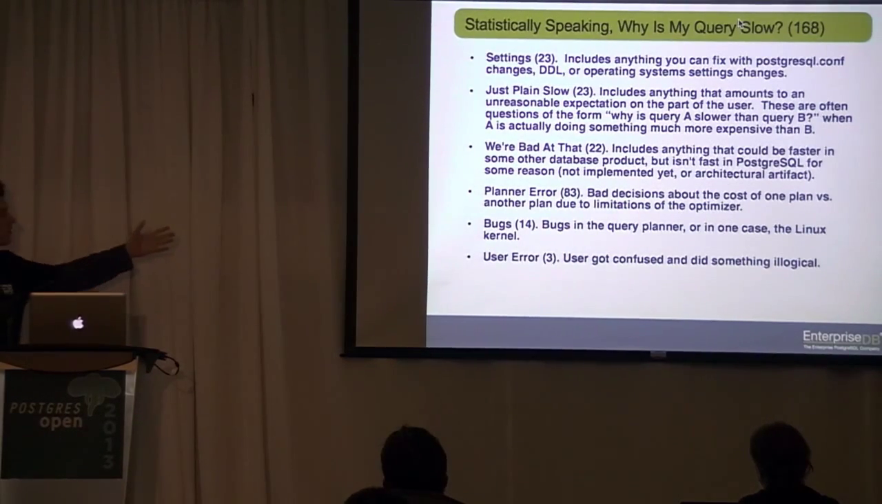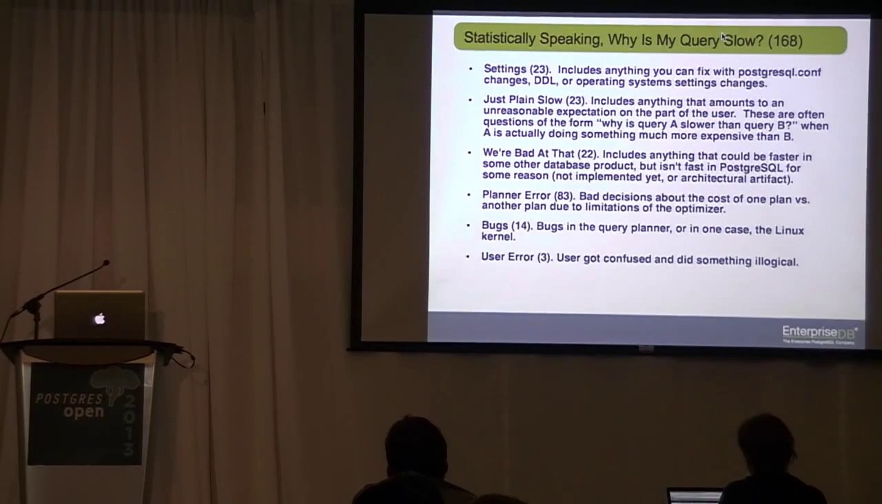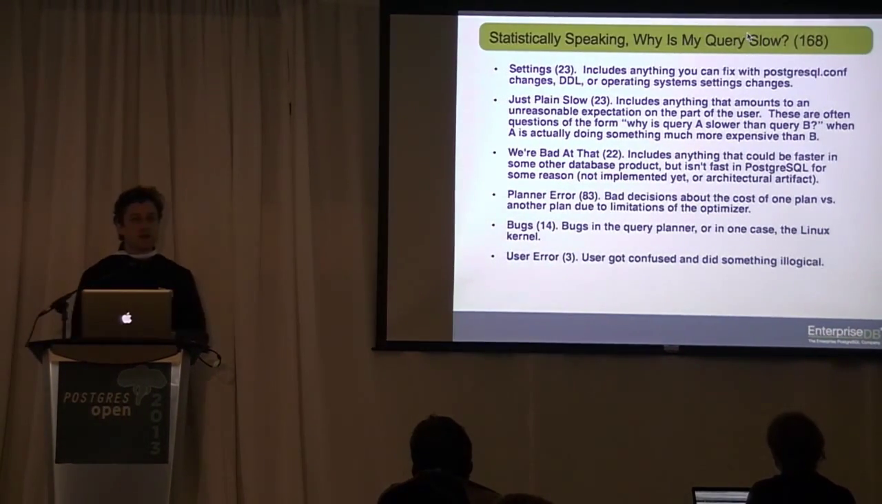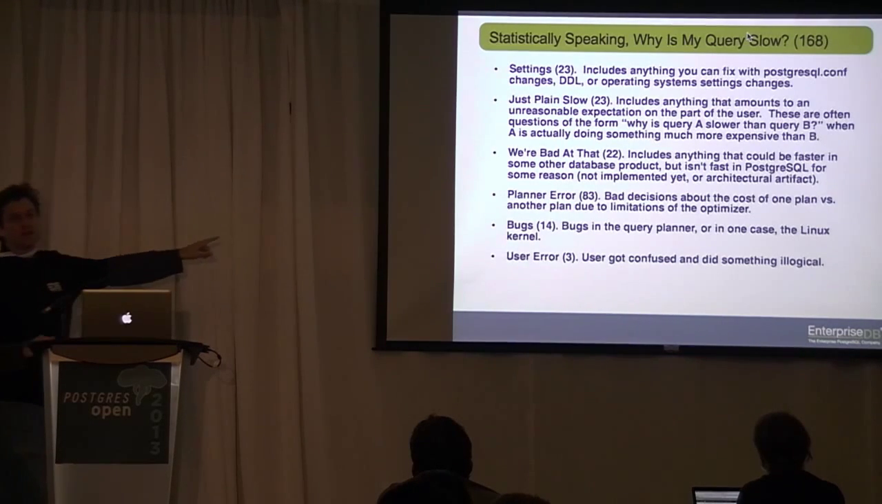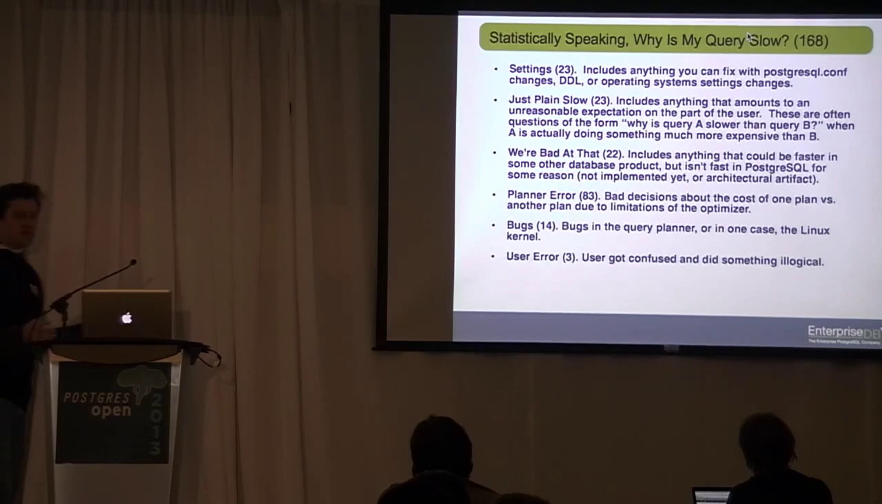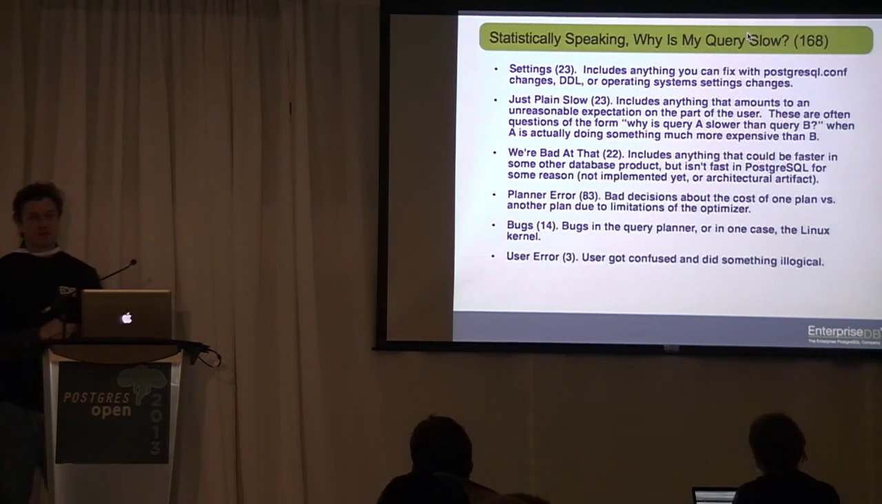And then the biggest category by far, accounting for half of the total here, was planner error, by which I meant bad decisions about the cost of one plan versus another plan due to limitations of the optimizer. So these are all the cases that we could have gotten right if we were smart enough without any fundamental rewrite of the system. And that's a lot. That's a lot of planner errors.